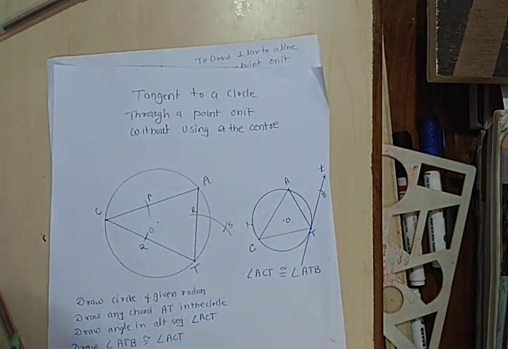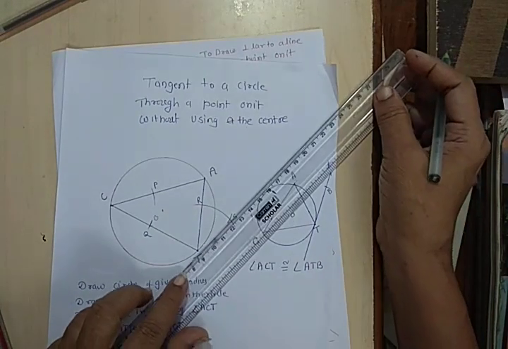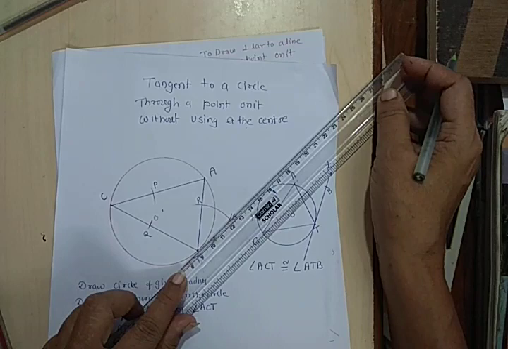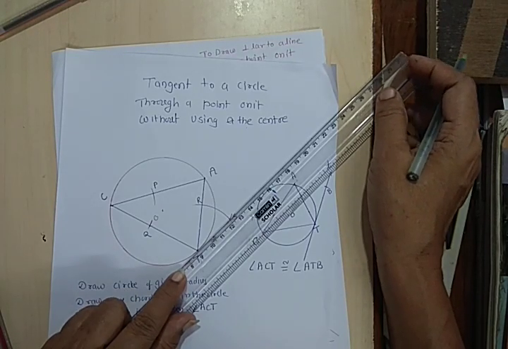This is nothing but drawing two congruent isosceles triangles. Join point T and S and extend.